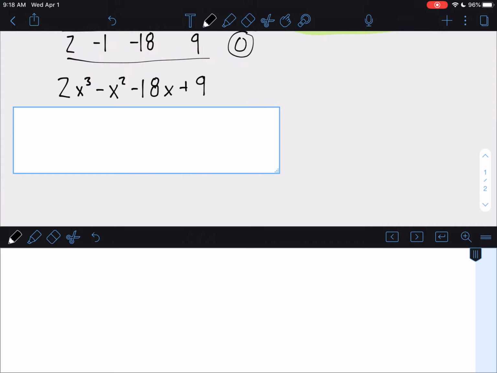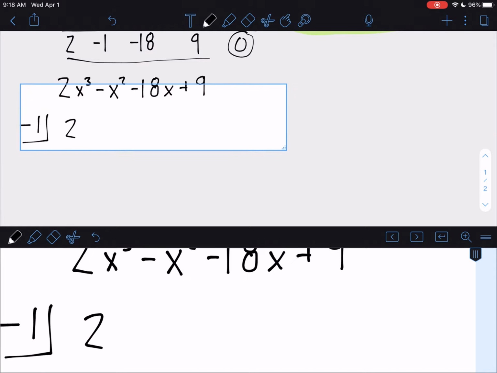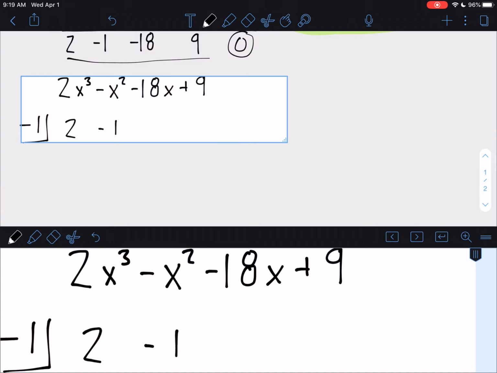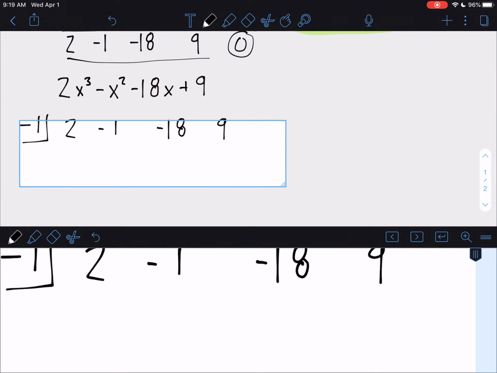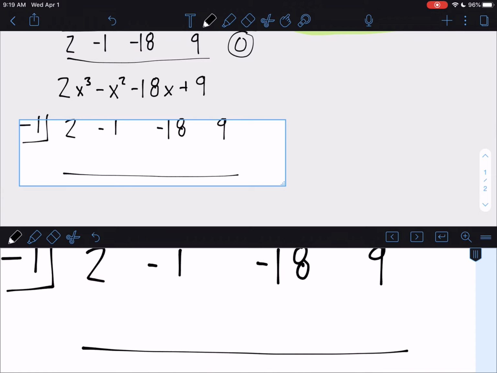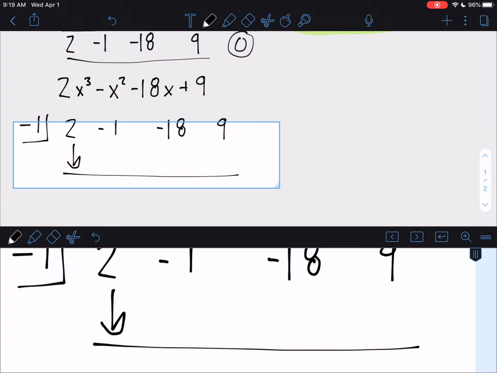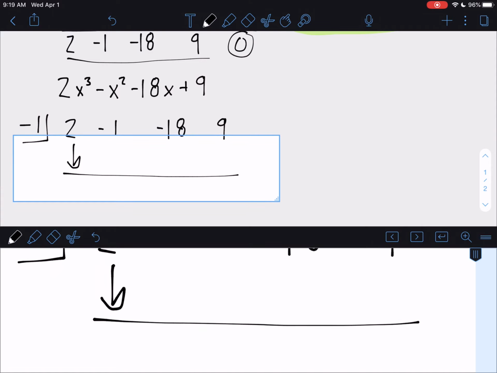So the first thing I have to do is actually test negative 1 again. And the reason for that is, even though I already showed that negative 1 is a 0, it could be a double 0. It could occur twice. It could occur 3 times. It could occur all 4 times. Maybe all 4 of my zeros for this polynomial are negative 1. I don't know, but I'm going to test negative 1 in my new polynomial. So I give myself that underline, and I bring down the 2.